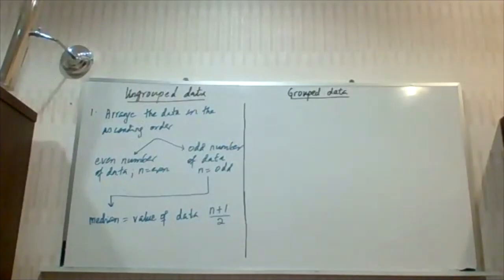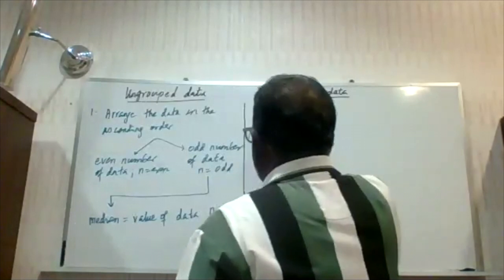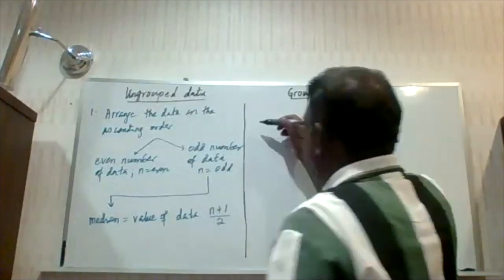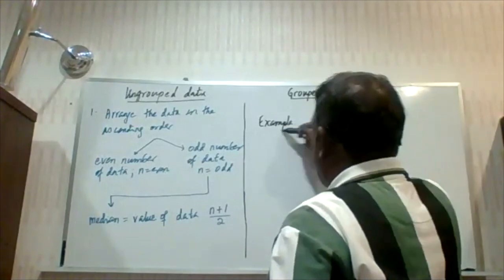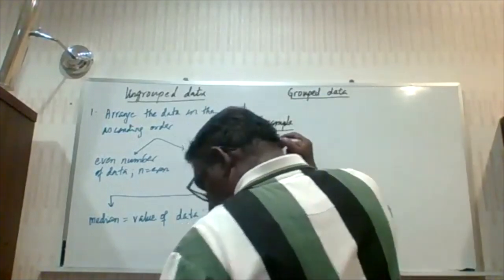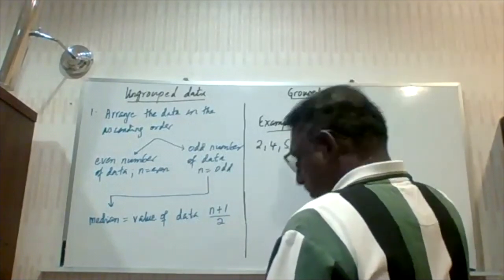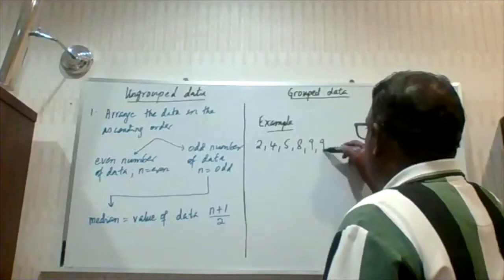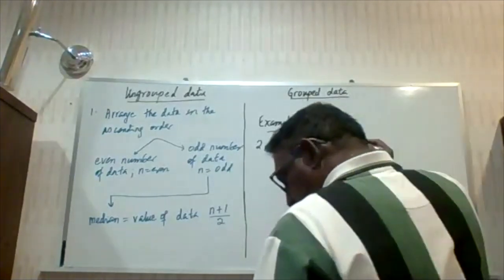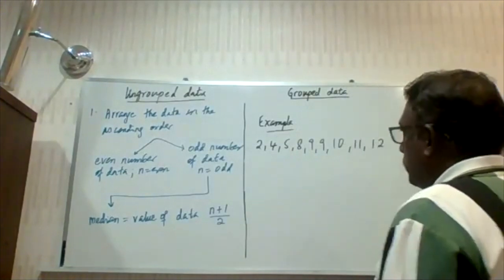So let me give you an example. This is ungrouped data, but I have no space, so I'm going to put it here. Let's say you are given the following data, which is 2, 4, 5, 8, 9, 9, 10, 11 and 12. You are required to find the median.